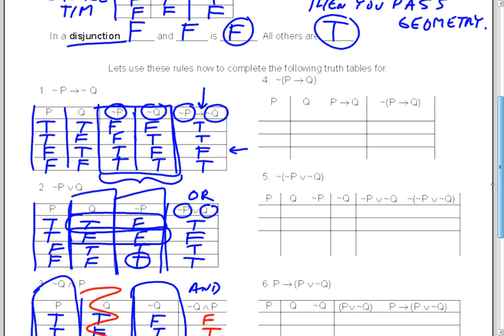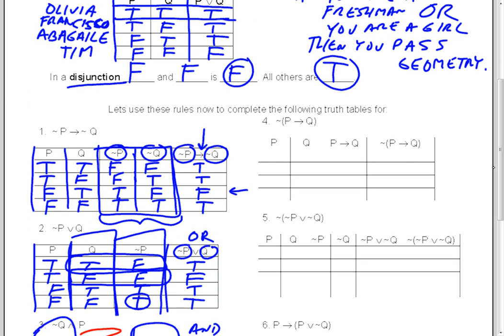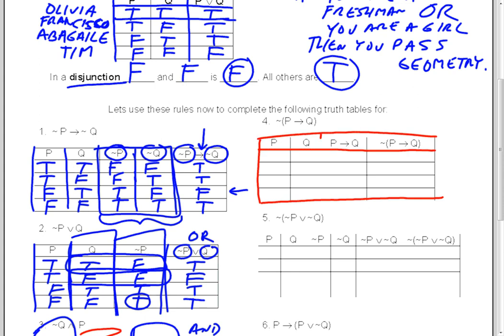Let's go up to number 4. Once again, true, true, true, false, false, true, false, false. They're asking for the basic conditional setup, which is the first truth table we looked at. So you're just copying that information from the first page: true, false, true, true.